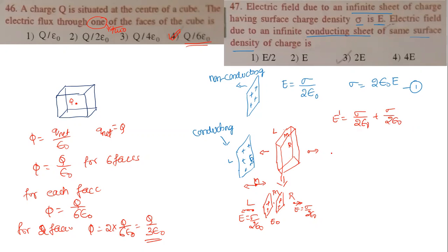Let us take E prime, E dash. It will become sigma by epsilon naught, that is E prime. Now sigma is same, no? That is E dash for the conducting sheet. I am going to write sigma equal to epsilon naught times E, that is the second equation. Now look at the first equation and the second equation. The given sigma is same. Then from 1 and 2, I can write like this.